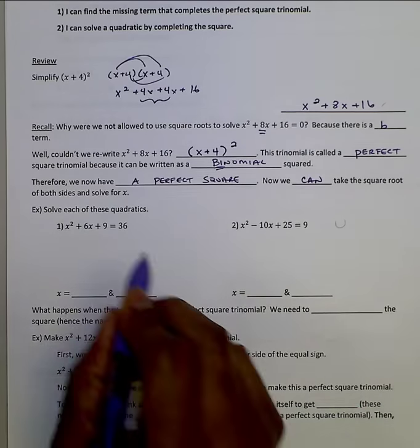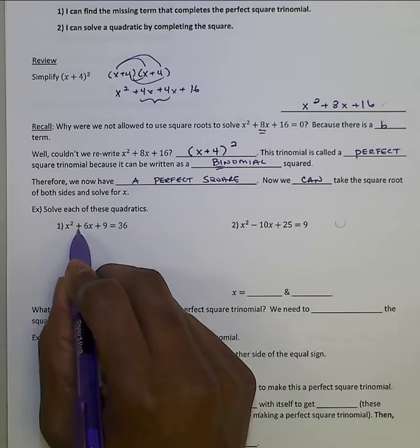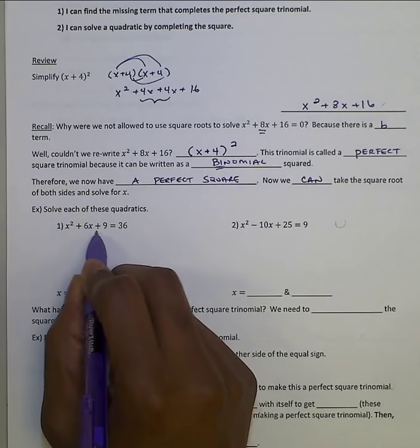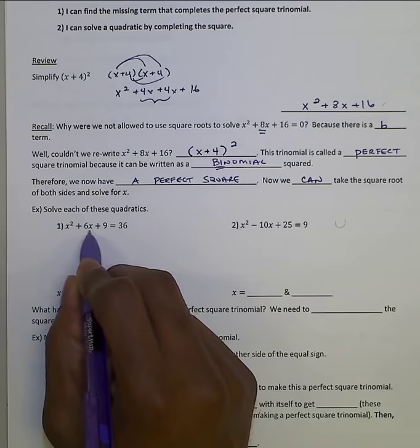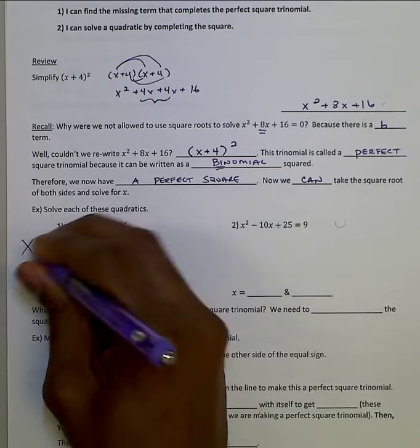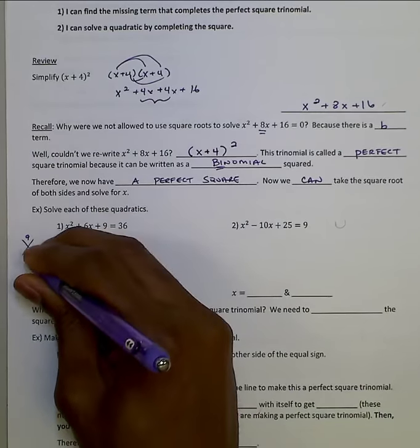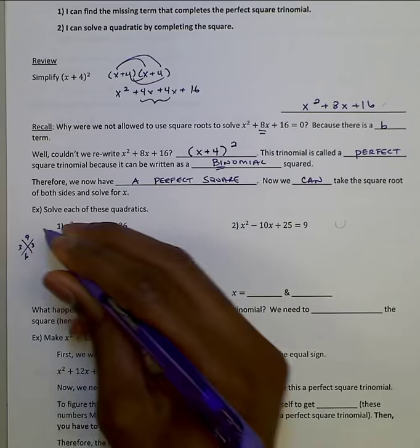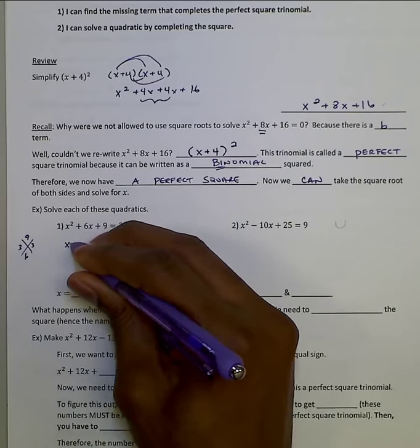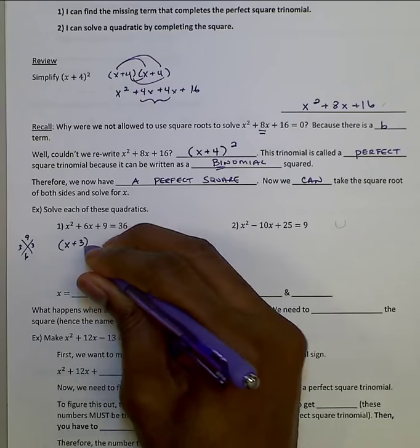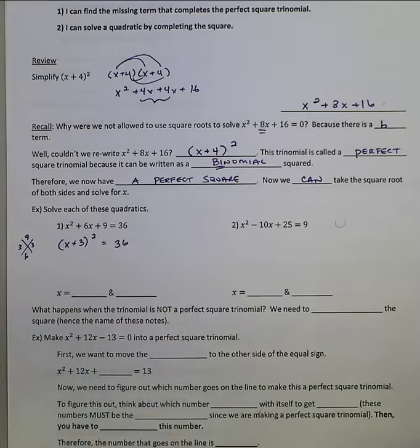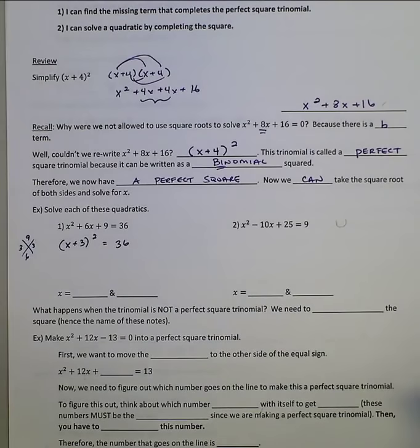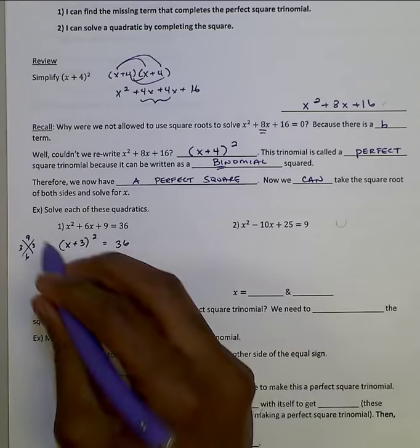So when we look at these, we see that we have a perfect square here, x squared plus 6x plus 9. Two numbers that multiply to give me 9 and add to give me 6, those numbers are 3 and 3, and so I have (x + 3) and (x + 3), or (x + 3) squared. So (x + 3) squared equals 36. Now to completely solve this, I'll take the square root of both sides.